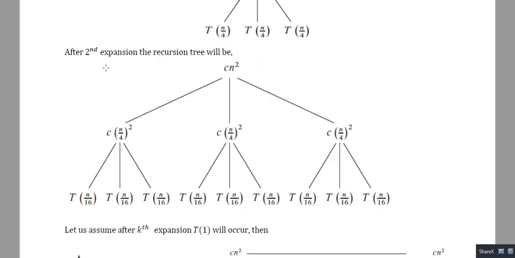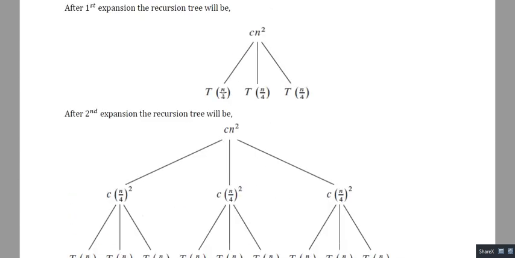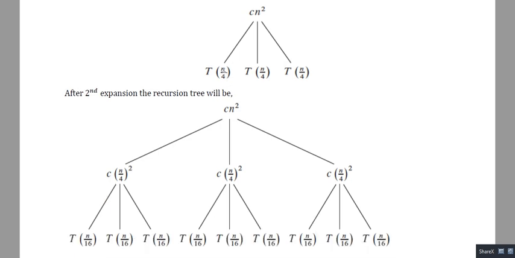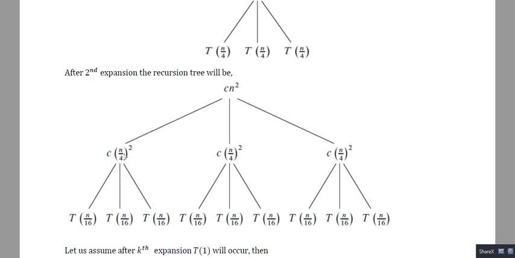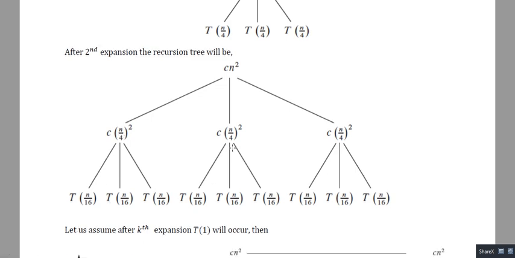So now after the second expansion, each of these will again be divided into 3 branches. So in place of this T(n/4), I can write C n square. In place of n square, I will write (n/4) square, so C (n/4) square. Again that problem will be divided into 3 more subproblems, but in this case the size is n/4, so it will be n/4/4, which is n/16, or we can say n/4 square.